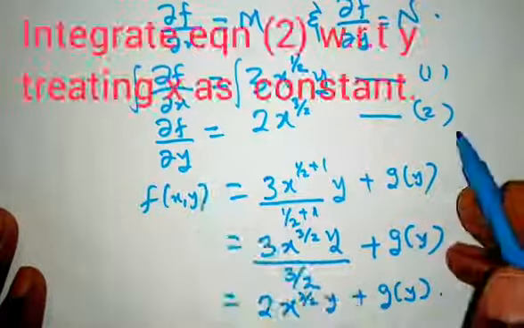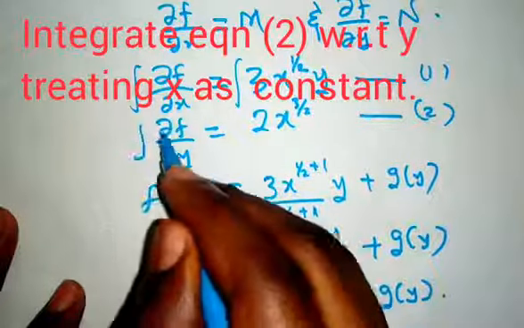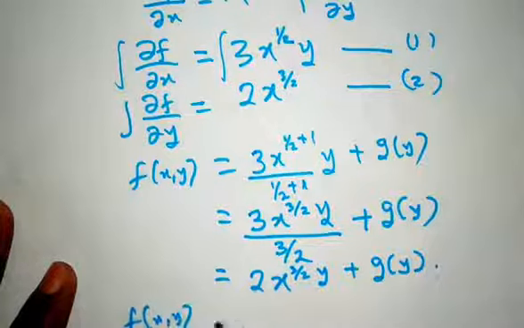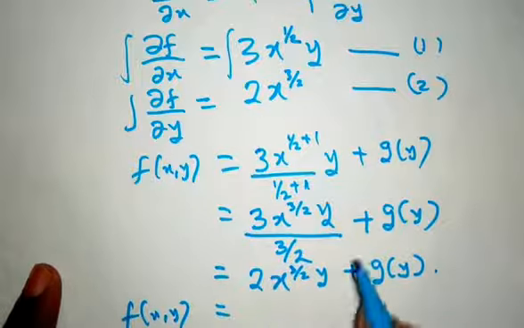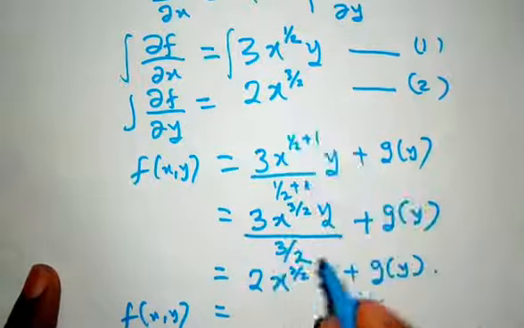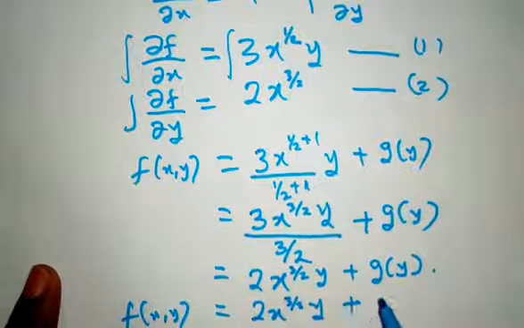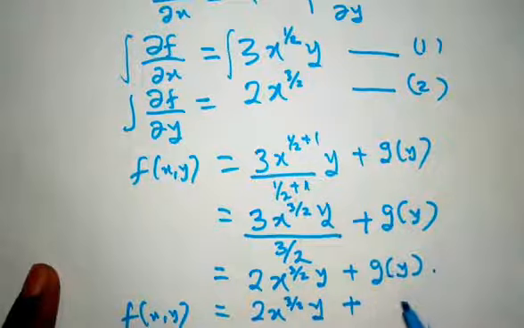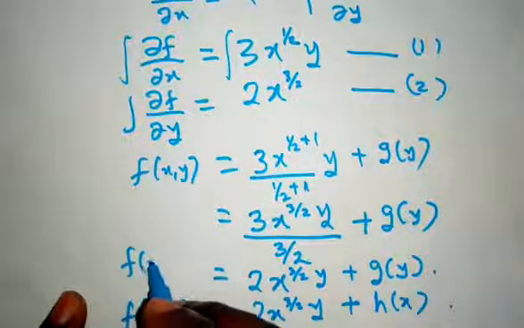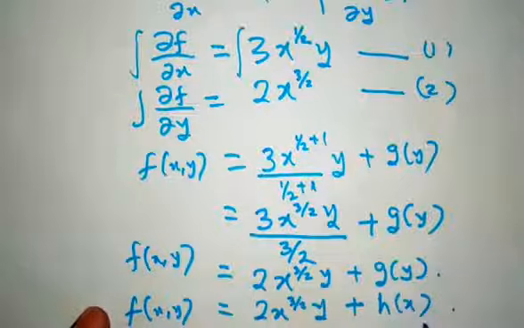Now, we integrate equation 2 with respect to y, treating x as constant. So f of x comma y equals, integrating with respect to y, treating x as constant, 2x to the power of 3 over 2 y plus the constant of integration, which is a function of x. So we have h of x. So we have two equations here: f of x comma y equals this, and f of x comma y is also equal to this.